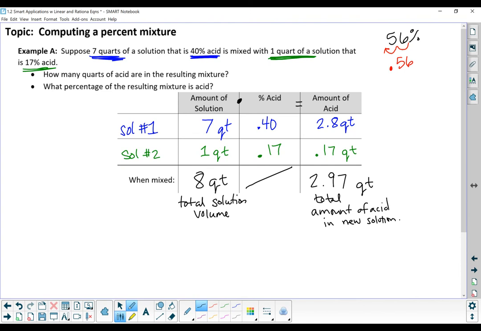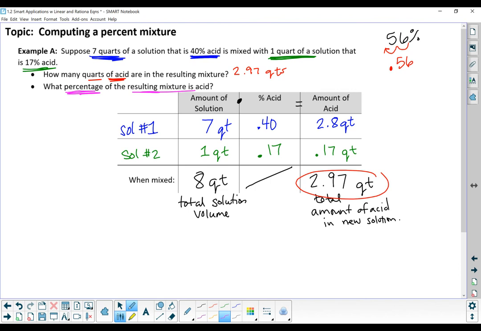So we have 2 questions that we needed to answer. The first one was how many quarts of acid are in the resulting mixture? And we have that answer right here, 2.97 quarts. Our second question is about a percentage. What percentage of the resulting mixture is acid?